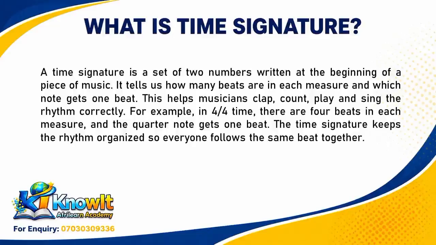So the number on the top is the number of beats and the number at the bottom is the type of note that carries one beat count. For example, in a 4/4 timing, as earlier noted, there are 4 beats in each measure, that is the number up, and the quarter note gets 1 beat count, that is the number under.